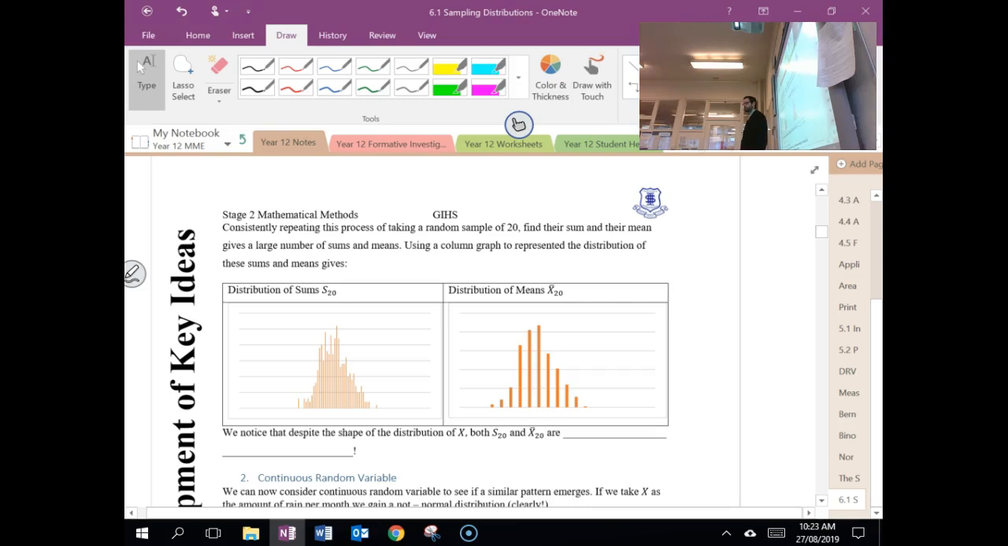Arif? Looks like a bell curve. And what do we call a bell curve?